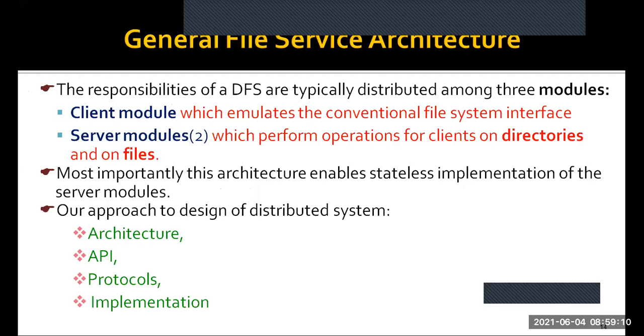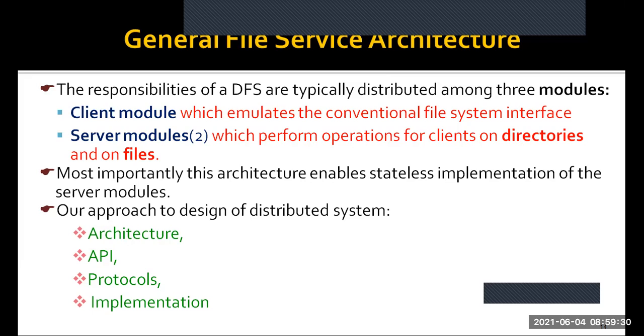Coming to the general file service architecture. As we saw, the client server system is the actual basic system for this distributed file system. This distributed file system works on the client server model. So obviously it is going to work on a request reply protocol basis, right?